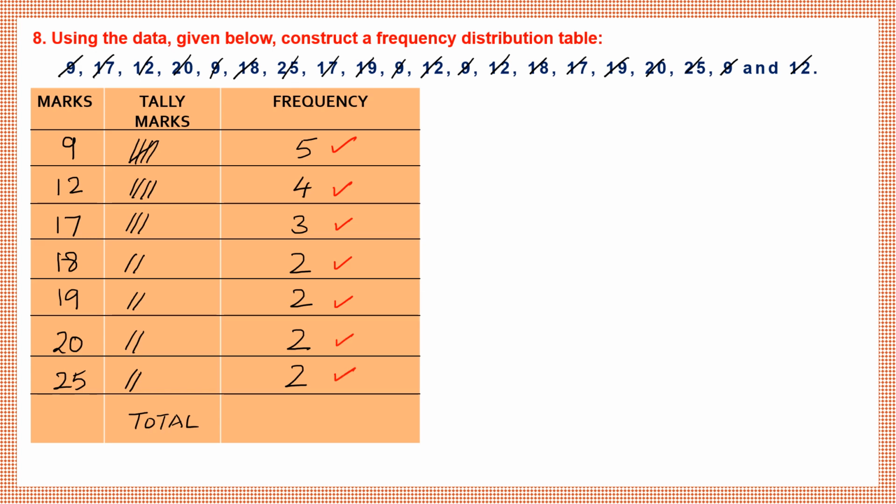And 18 plus 2 is 20. So our total is 20. Now let's count our data and see if we have 20 observations there. Let's begin. 1, 2, 3, 4, 5, 6, 7, 8, 9, 10, 11, 12, 13, 14, 15, 16, 17, 18, 19, 20. Yes, we have 20 observations. So our frequency distribution table is correct.